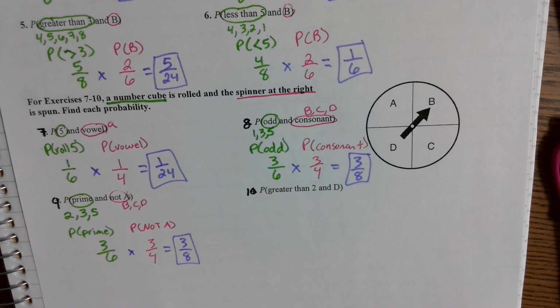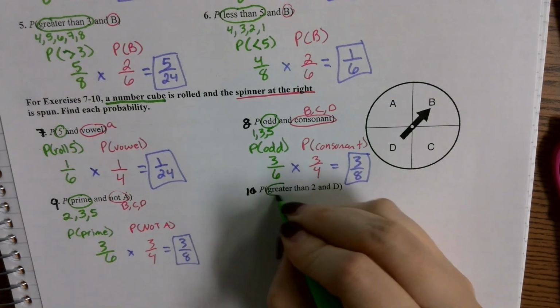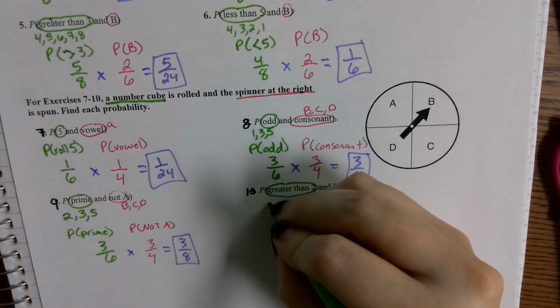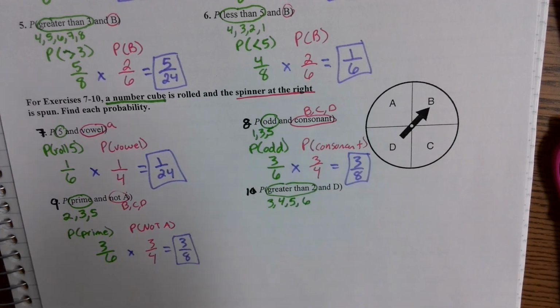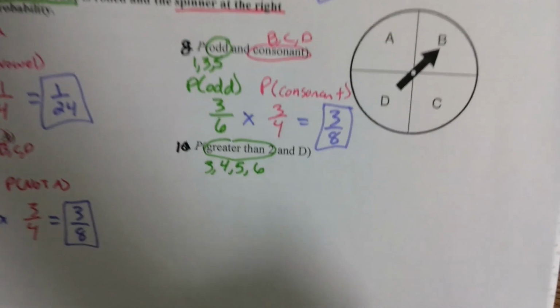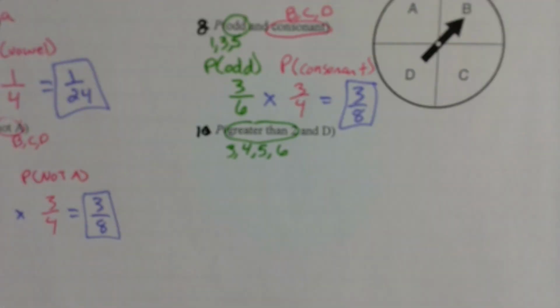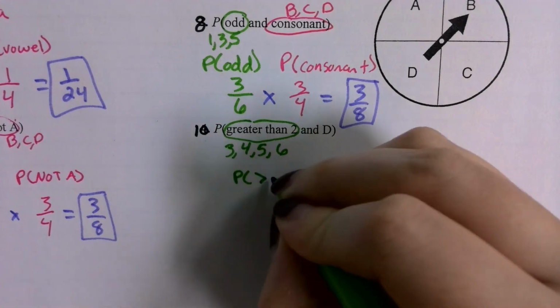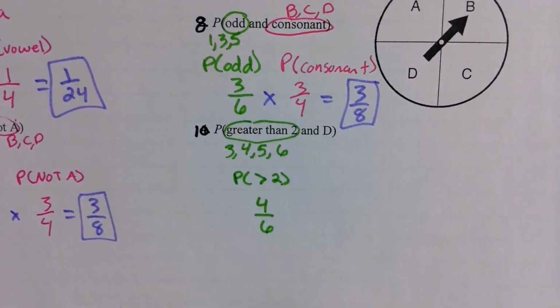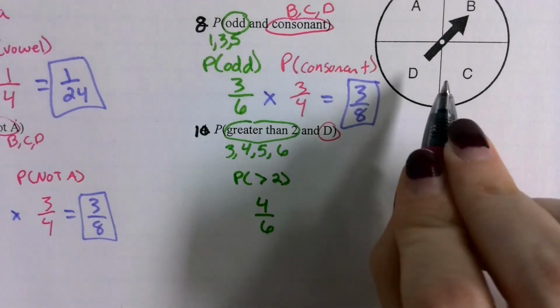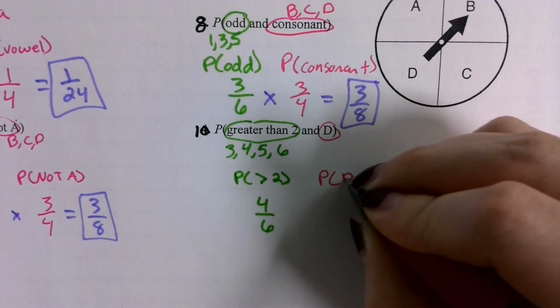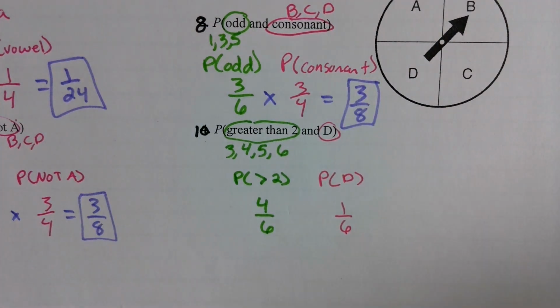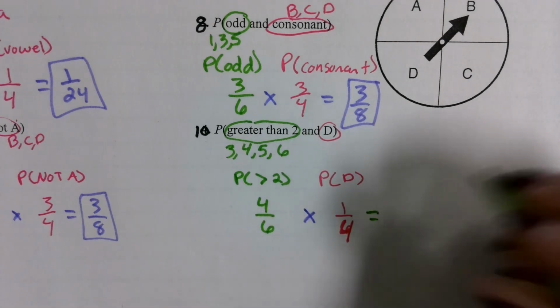Last one, Kristen. Probability of 1 over 6. So greater than 2. That means that we're talking about 3, 4, 5, and 6. Those are the numbers that are greater than 2. So the probability that we're going to get a number that's greater than 2, that's going to be 4 out of 6. The probability that you're going to get a D on the spinner, that's 1 out of 4, my bad. Multiply those together and that's going to give you 1/6.